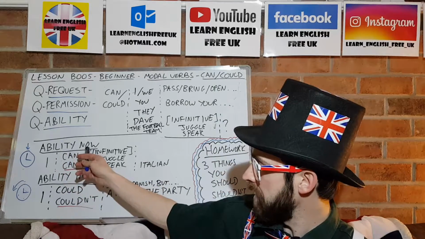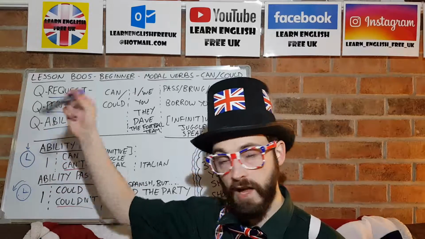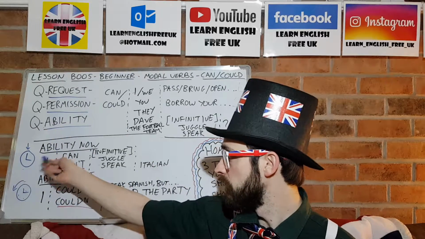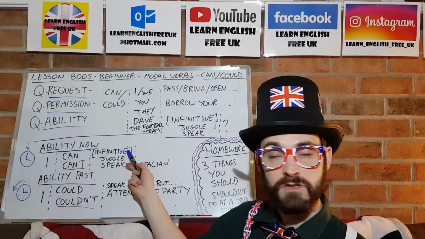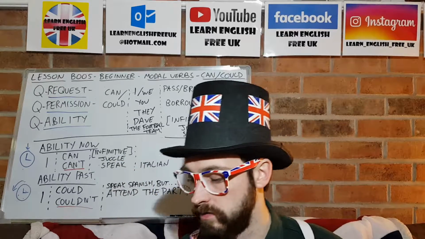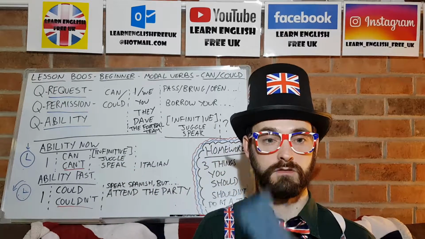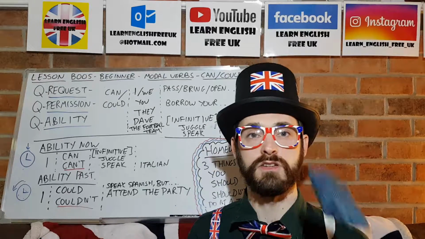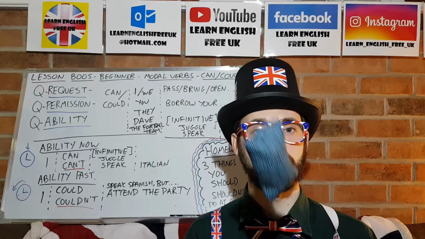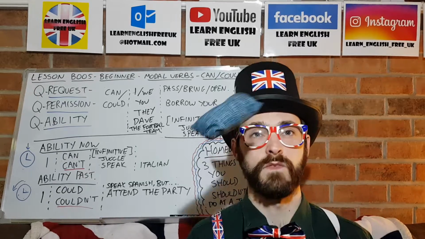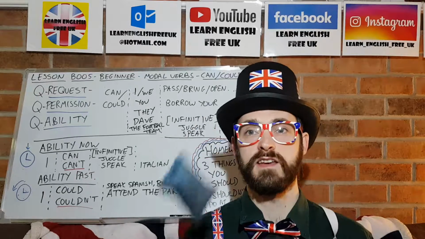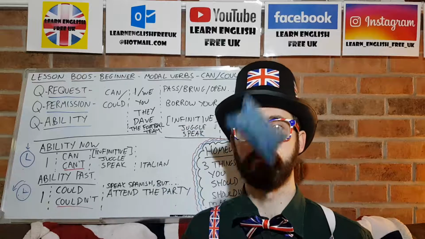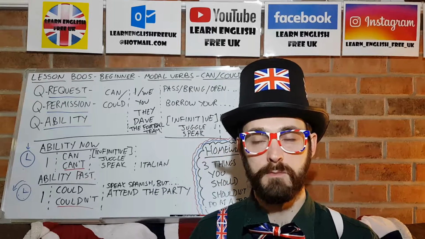if you're talking about now, and I put this clock with an arrow downward for now, I can, and use an infinitive verb, I can juggle. I can juggle. Something I can do. I can speak English. I can juggle. I can talk. I can walk. I can sit. I can play computer games. Things you can do. Abilities.